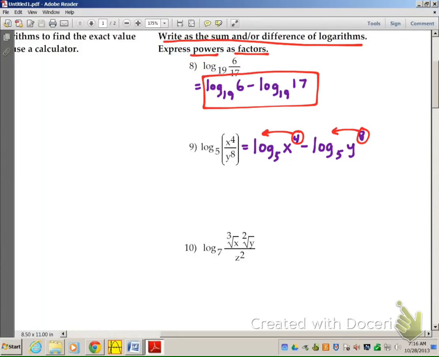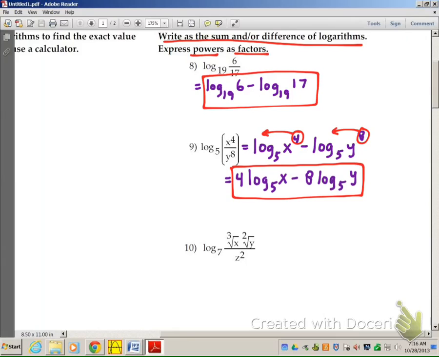Okay, well notice that we have exponents up here and we can't deal with those. Or at least, sorry, we can deal with them. It's just that the instructions tell us to express those powers as factors, and so we know that we use property number 4 in the properties of logs to bring the exponents out in front and make them factors. So the exponent of 4 comes out front, and we say 4 times the log base 5 of x minus 8 times the log base 5 of y. And that's it. That's all you have to do.